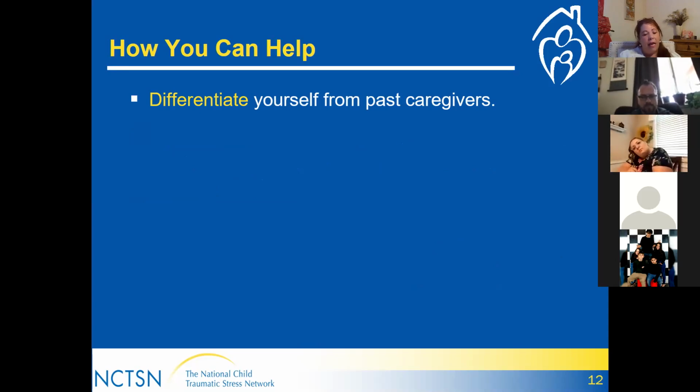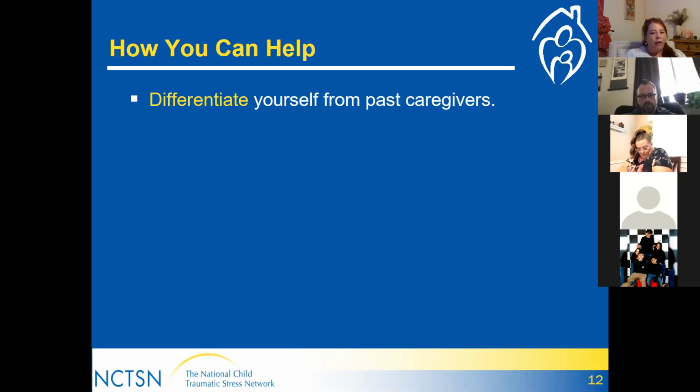Now, when you're doing that, you don't need to be negative about past caregivers. So we don't need to say, you shouldn't have been swearing in your old home. You can just use phrases like, in our home, we don't use that word. In our home, everyone gets to go into the bathroom by themselves and no one else comes in. In our home, we've used that a lot.